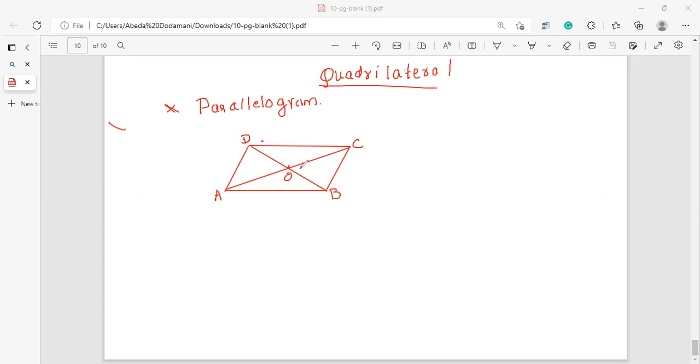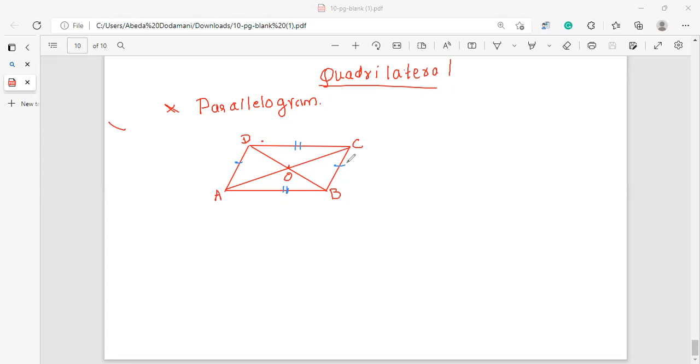So what is this parallelogram then? A parallelogram is a quadrilateral with each pair of opposite sides parallel. So AB is opposite to CD, and similarly AD is opposite to BC. These sides must be parallel: AB and CD must be parallel, and AD and BC must be parallel.